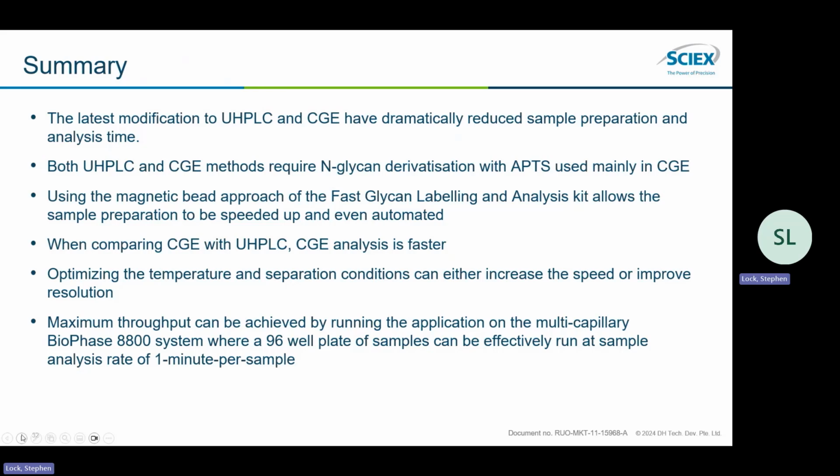What we've done for both types of separation is there are now new methods to speed up sample prep. In the case of CGE, we use the fast glycan labeling kit, and this has really helped us to speed up the labeling process, and that can be robotized, put on a robot. So when you compare the two techniques, CGE is just faster. At the end of the day, you can run a sample a lot faster.